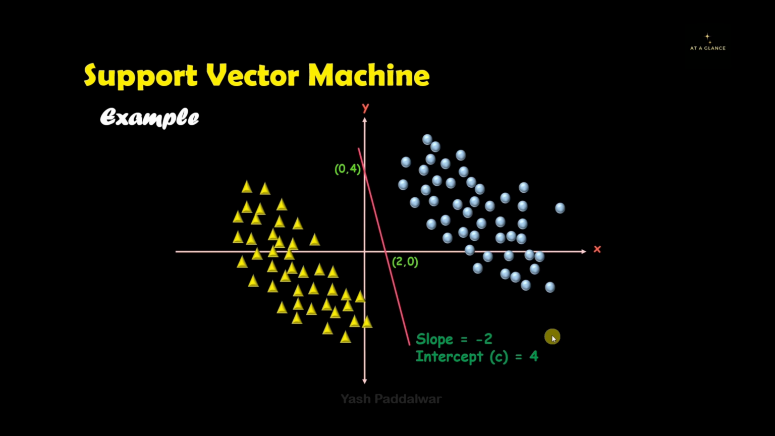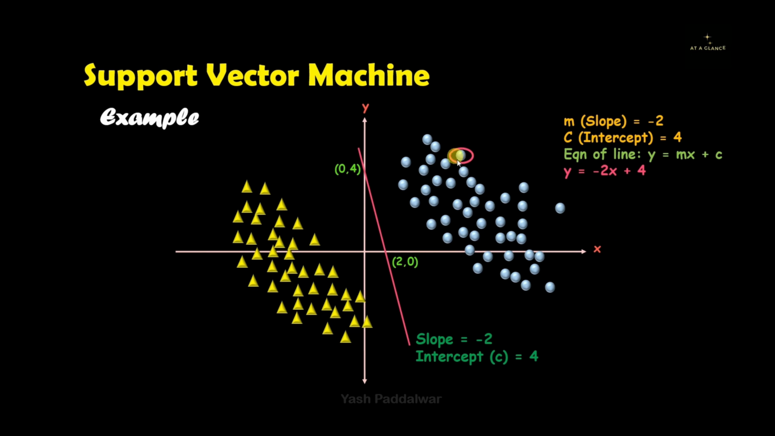Now we are aware that the equation of any line is y equals mx plus c, where m is the slope and c is the intercept. So if we plug in the values of slope and intercept in this equation of a line, we'll get the equation y equals minus 2x plus 4. So I hope the equation of the hyperplane in this particular scenario is clear to you all.